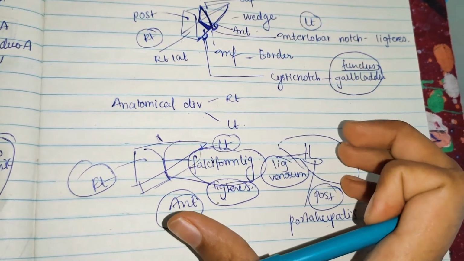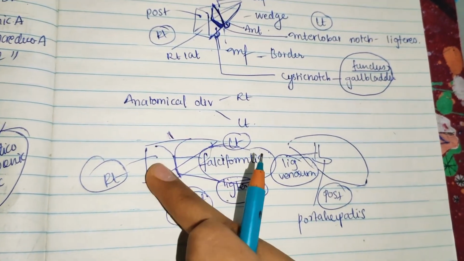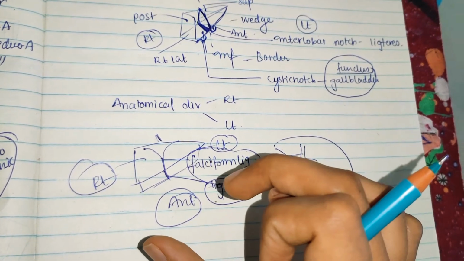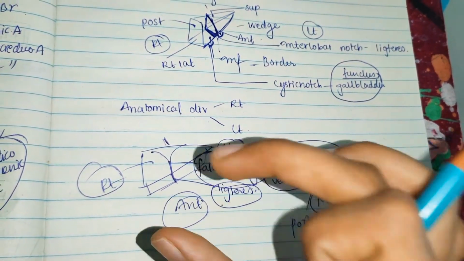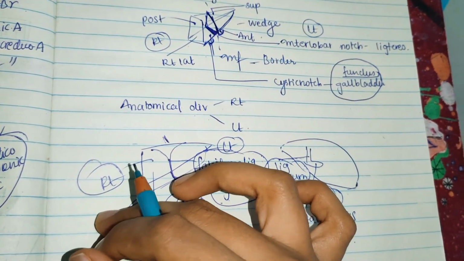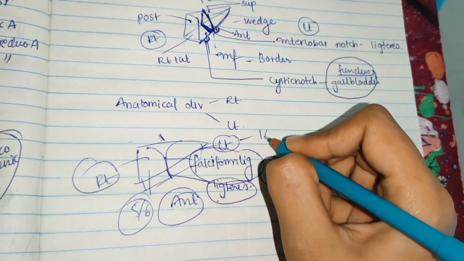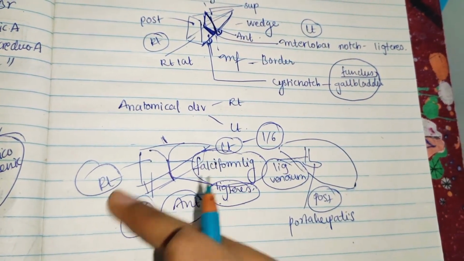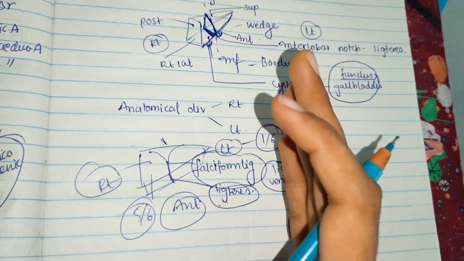So now after dividing, if you observe, the right lobe is much larger when compared with the left lobe. Okay, that you need to remember, and it forms 5/6 of the liver. Okay, so 5/6 of the liver is the right lobe. Okay, and 1/6 is the left lobe. So you can see the difference. 5/6 means almost the major portion is the right lobe.